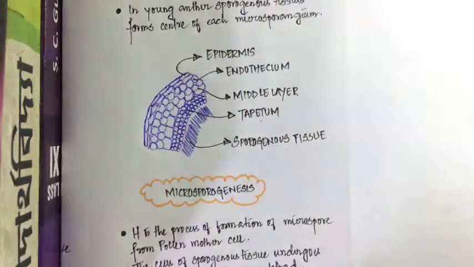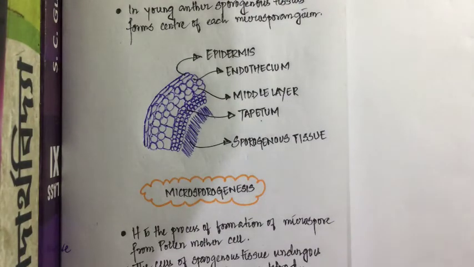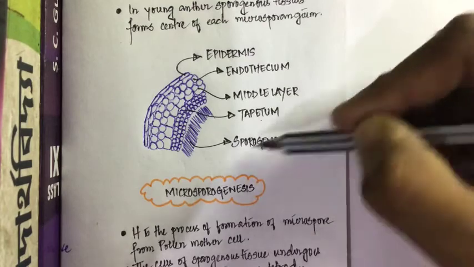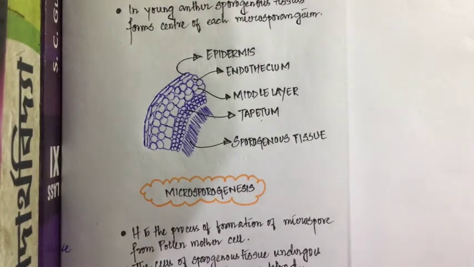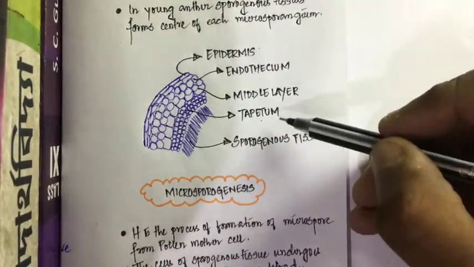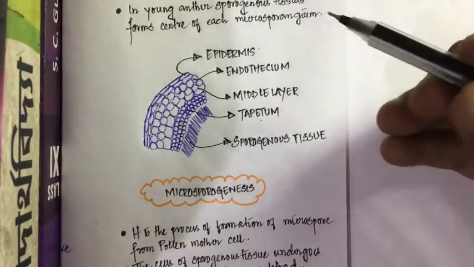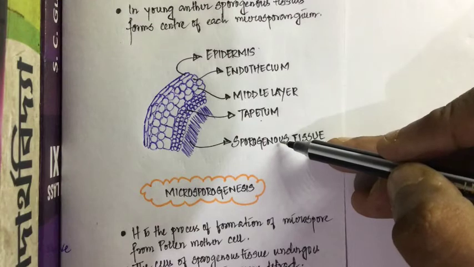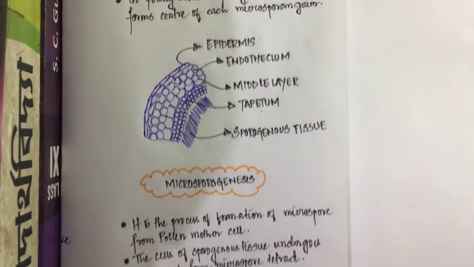In case of a single microsporangium, what are the layers? Epidermis, endothecium, middle layer, tapetum. Inside this tapetum, we have a tissue that is called sporogenous tissue. Epidermis, endothecium, middle layer act as a protective layer. Tapetum provides nutrition. To whom? To the pollen grains that are produced from this sporogenous tissue by the process called microsporogenesis.